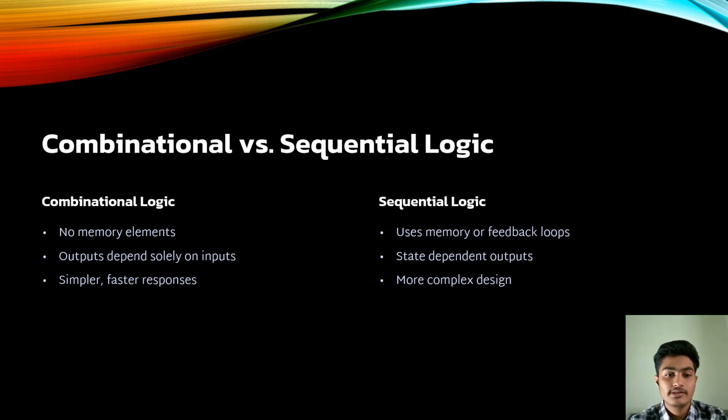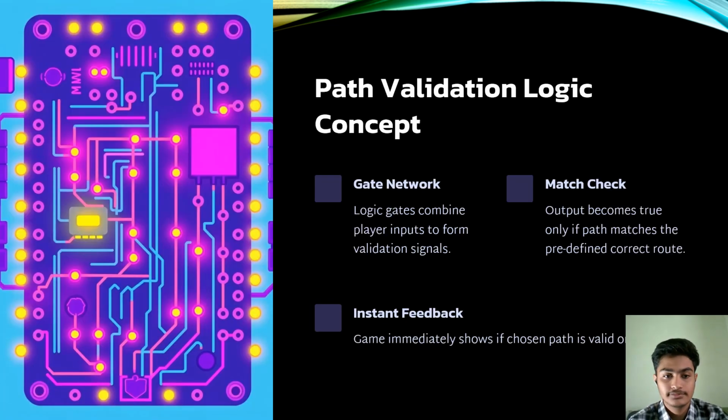Now we will see combinational versus sequential logic. Combinational logic has no memory elements, while sequential logic uses memory or feedback loops. Output depends only on current inputs in combinational logic, while outputs are history dependent in sequential logic. Combinational logic gives simpler, faster responses, while sequential logic has a more complex design. This is the difference between combinational logic and sequential logic.